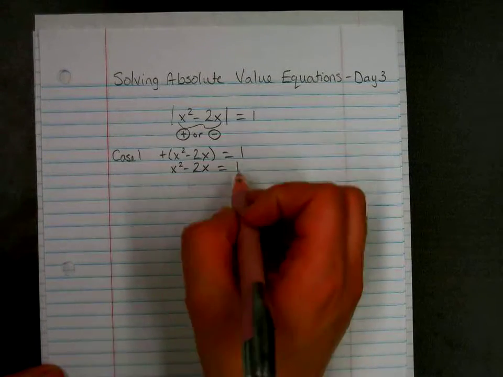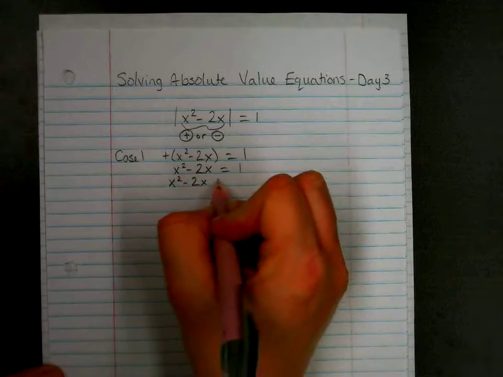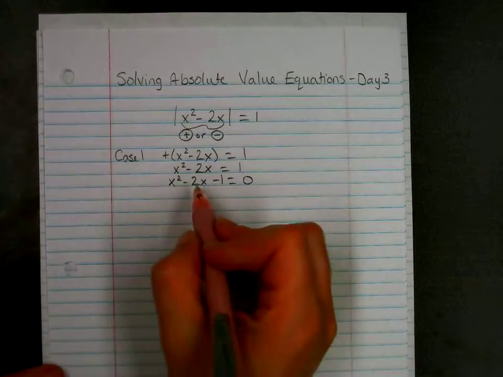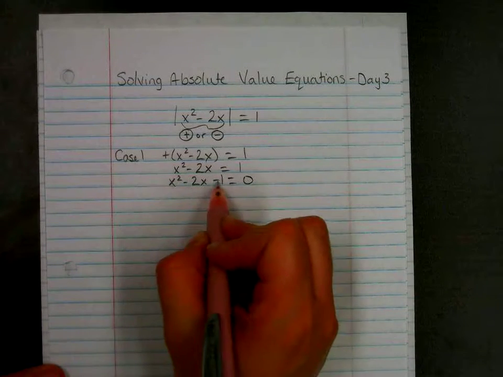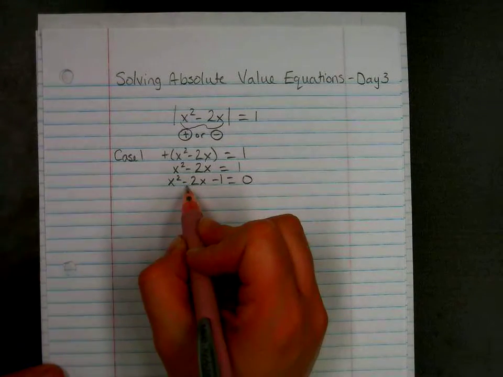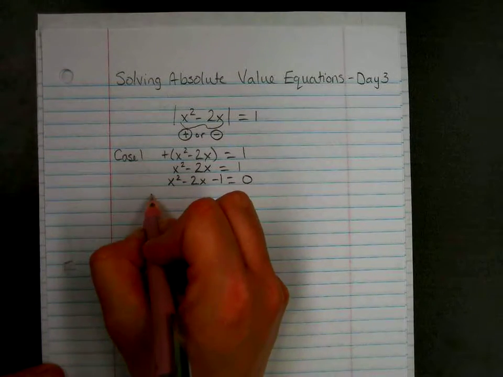How do you solve a quadratic equation? We want to make our equation equal to 0. And then we need to solve this. Well, our first step is to see if this can be factored. And there are no values of -1 that will ever add together to give me -2. So I have to use the quadratic formula here.